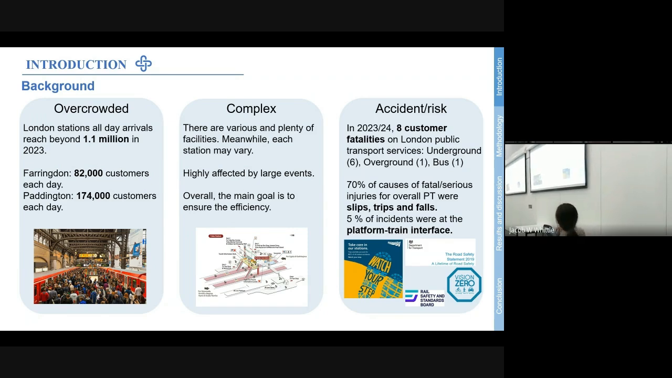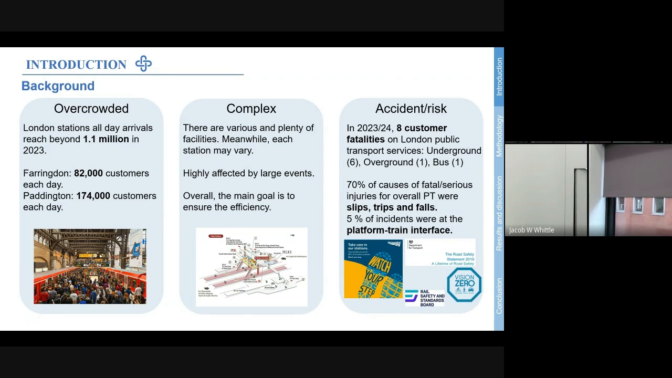Last but not least, accidents and risk still exist. In 2023 to 2024, there were 8 customer fatalities on London public transport services, and 6 of them happened in the underground. 70% of the causes of fatal and serious injuries for the overall public transport system were slips, trips, or falls, and 5% of these incidents were at the platform train interface.